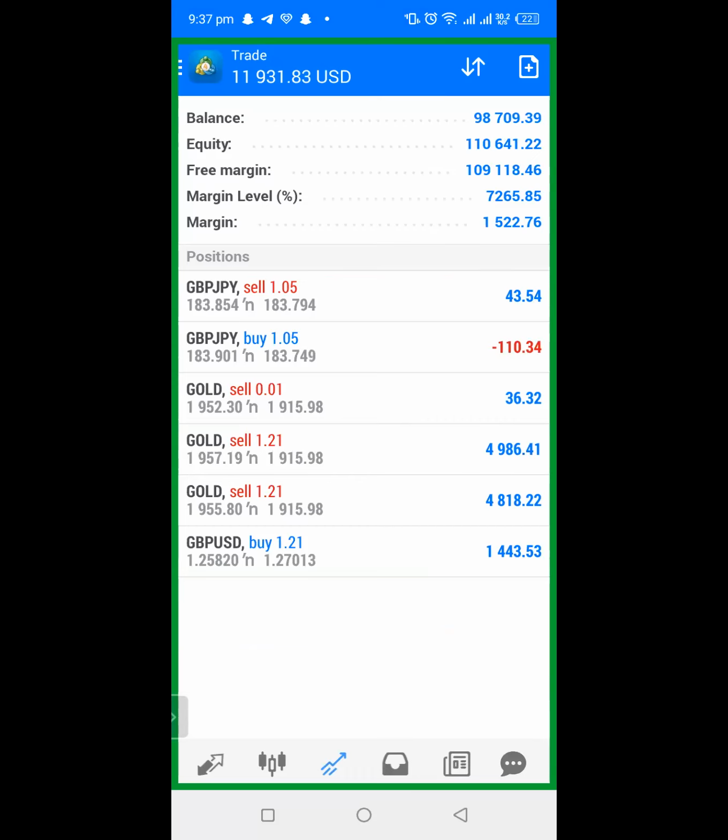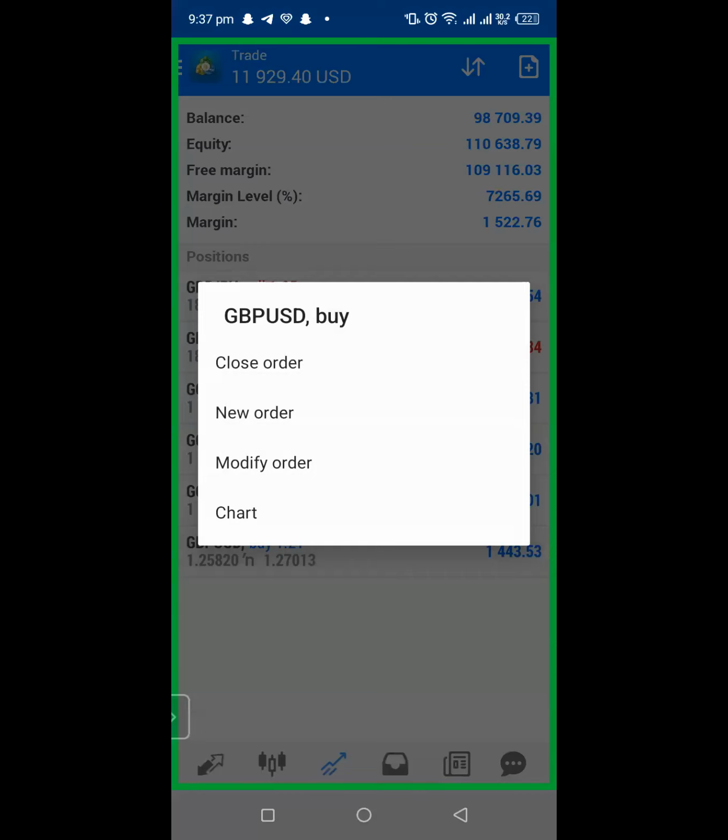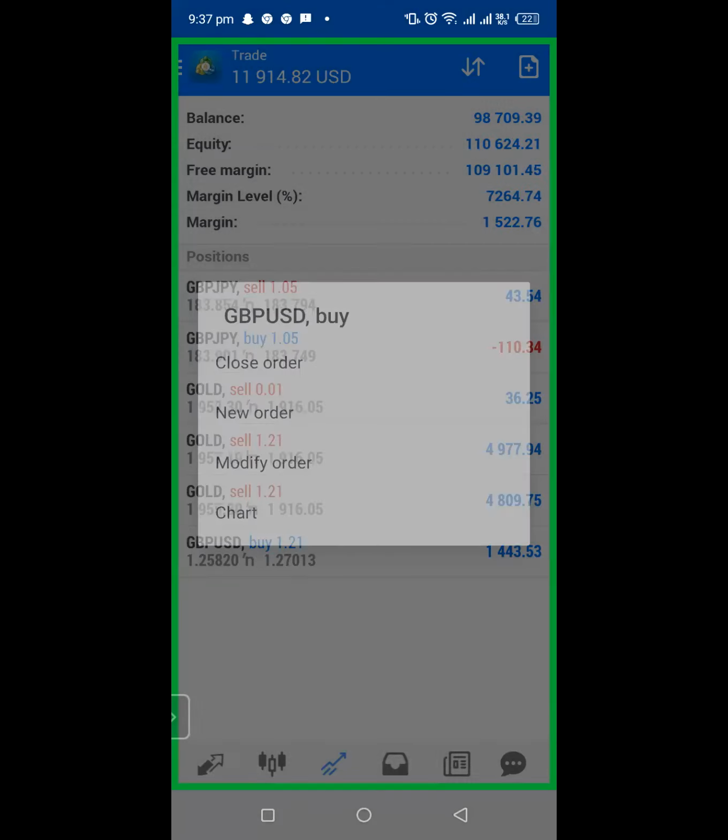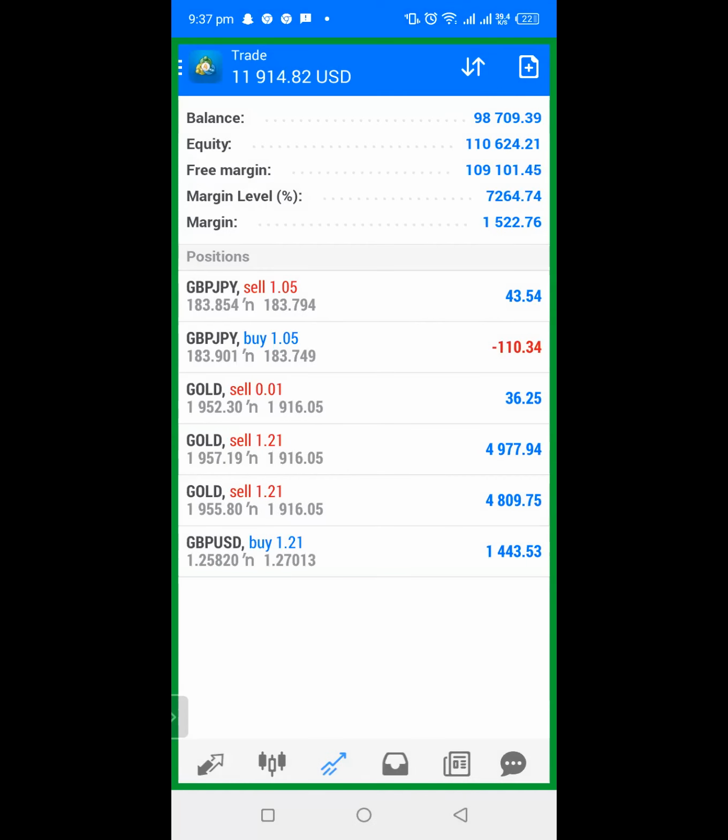Long press. If you close that, the order will close totally. Are you with me? That order will close totally. Okay. Let's go to click off. Click off. Go on GBP JPY.